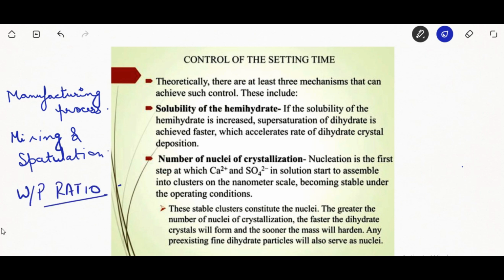Theoretically, there are three mechanisms that can achieve such control. Number one is the solubility of the hemihydrate. If you increase the solubility of the hemihydrate, the supersaturation of the dihydrate can be achieved faster. So that will accelerate the rate of the dihydrate crystal formation.